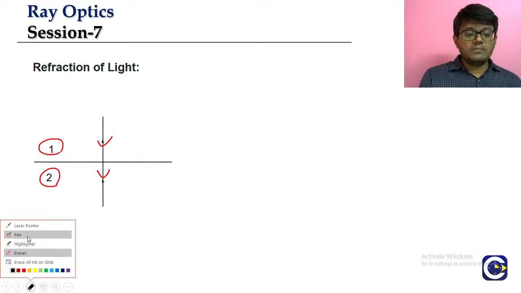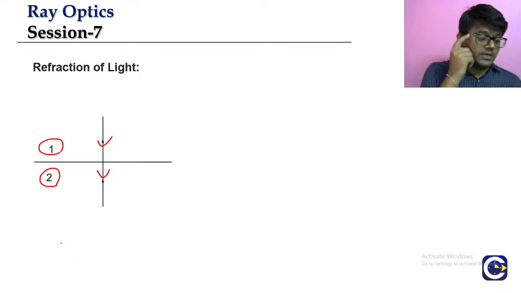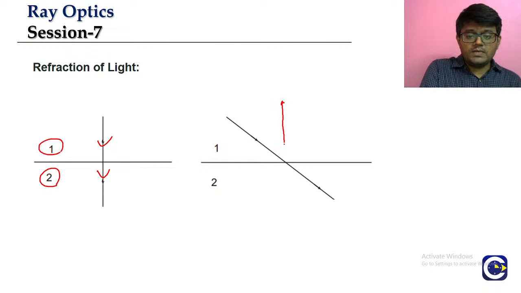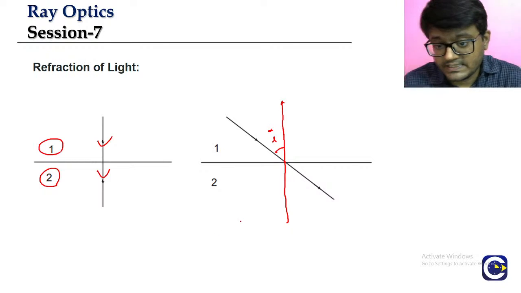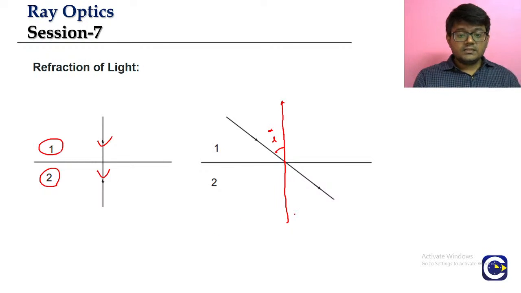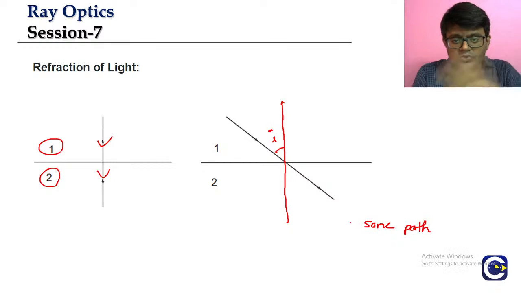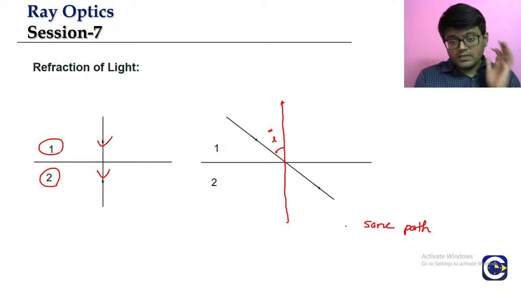But if we incident the ray making some angle with the normal, instead of giving it normal incidence, look at this one. This is the normal, I'm just drawing the normal line. We are making some angle with the normal. Let us call it the angle of incidence. Then we would not usually see that the light ray will go in the same path, whatever the original path of the light ray. Light ray will not usually go that way. It will go that way in the rarest of the rare cases.